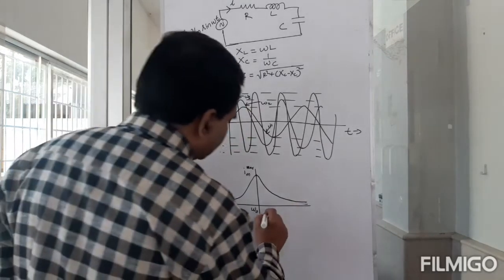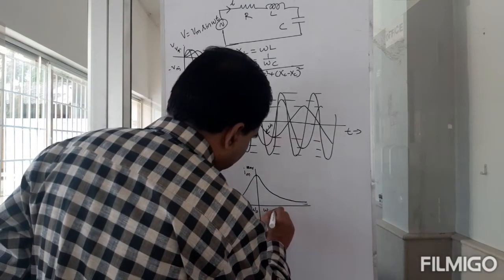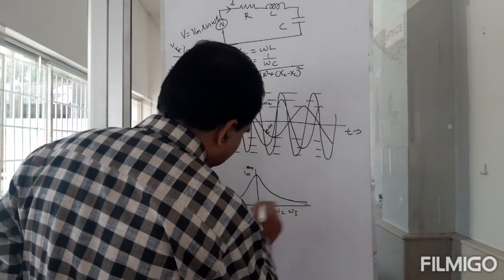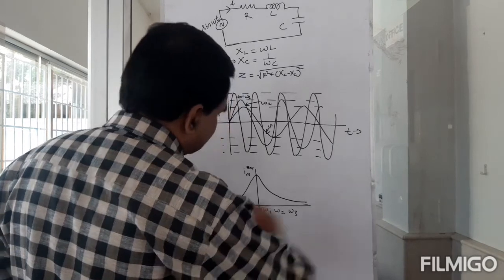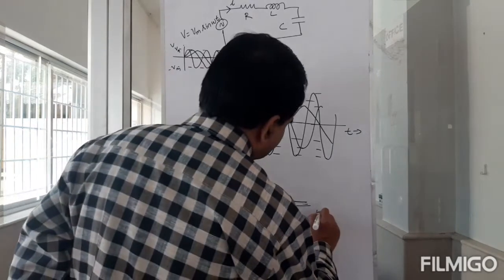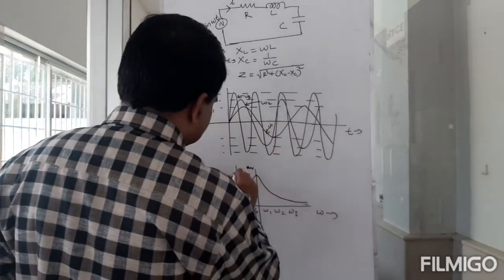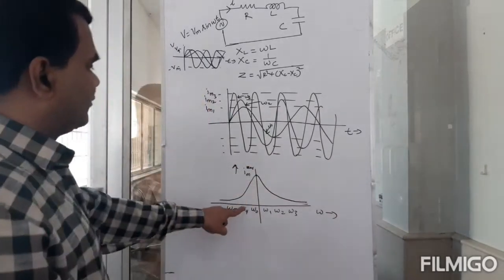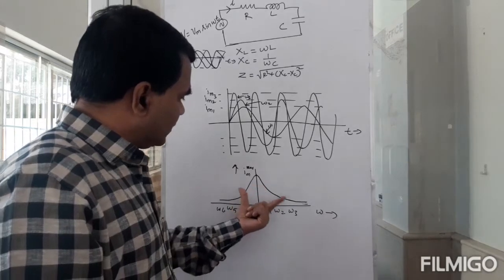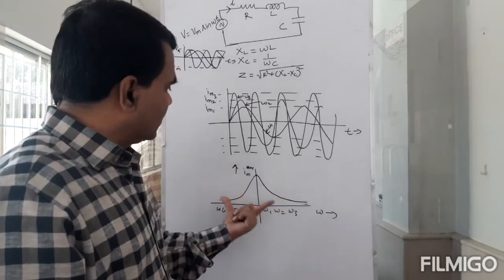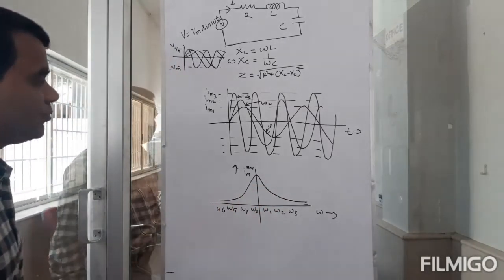So this could be omega 1, this could be omega 2, omega 3, maybe this is omega 4, omega 5, omega 6, something like that. So this is omega, and this is current. So for different omegas, I get different maximums. So I'm going to plot that curve. So this is what we saw.